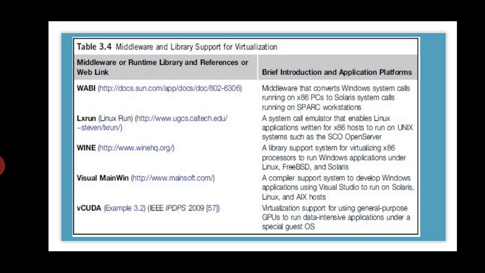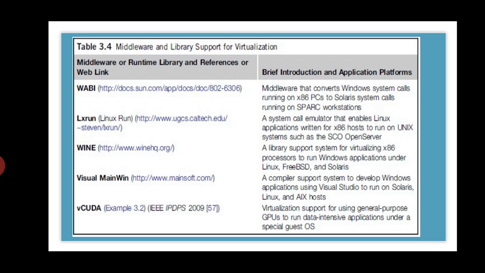Application programming interface call interception and remapping of the key functions is what it performs. Now we want to see the overview of several library level virtualization systems, namely the Windows application binary interface (WABI), LxRun, Wine, Visual MainWin and vCUDA, which are summarized in the tabular column, with a brief introduction and application platforms.